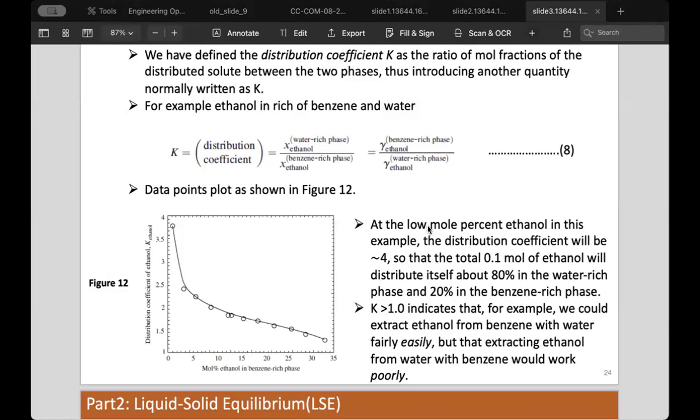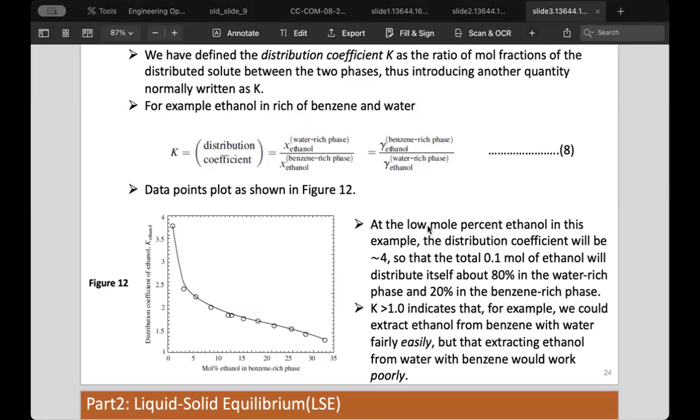If k is greater than 1, what does it mean? In this case, what is K? It is the mole fraction of ethanol in the water rich phase over the mole fraction of ethanol in the benzene rich phase.